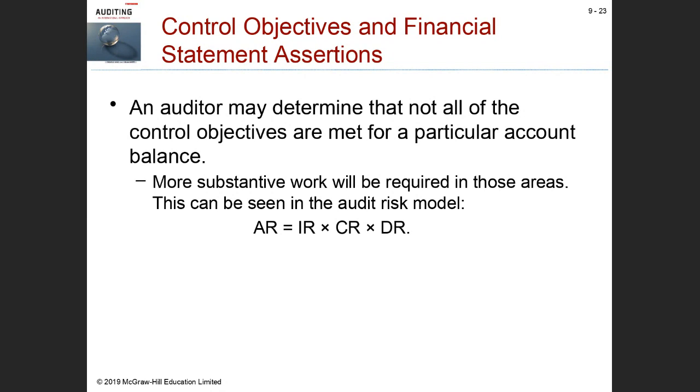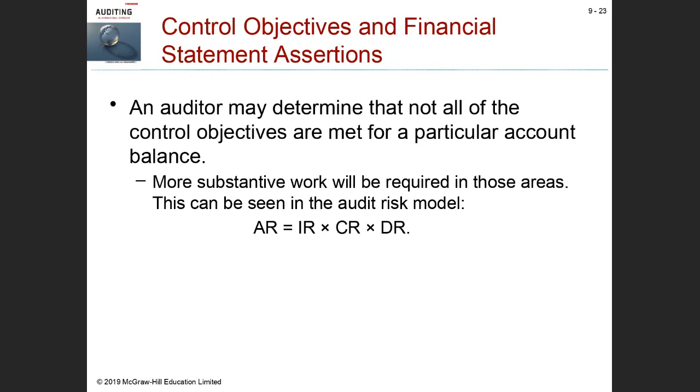On the other hand, if management's internal control system is poor, such that IR times CR, which we call the risk of material misstatement, increases, then to keep AR constant at 5%, detection risk, of course, has to decrease, which means auditors have to do more work to ensure that they discover material errors.